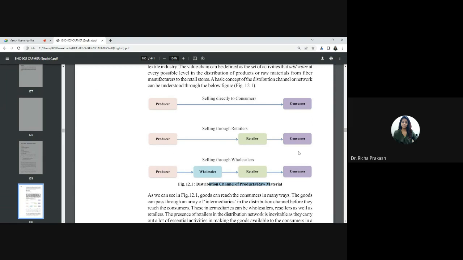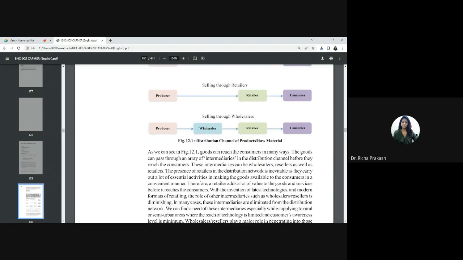Producer to retailer, and then consumer. Selling through retailers. The producer is producing something in bulk quantity, and they can't directly reach the consumer because of many other issues. So they give it to the retailers, and the retailers further sell it to the consumers, taking their profit margin. And the last one is selling through wholesalers. This is something that I've already shown you in the first class, day before yesterday. The producer will sell it to the wholesaler in huge amounts, thousands of quantities. The wholesaler will further split it.